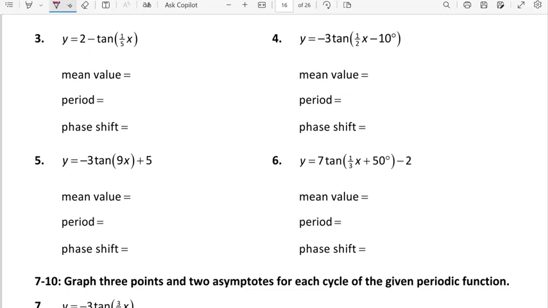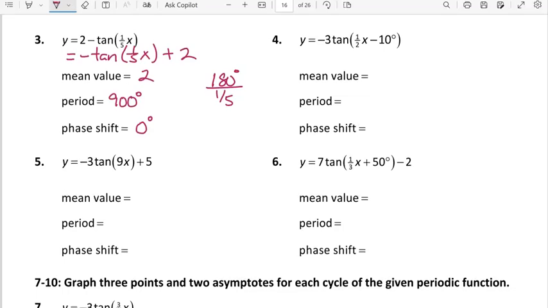All right, let's take a look at number 3. If you want, you can rewrite this as -1 times the tangent of 1/5 x plus 2. Notice the 2 is positive, so our mean value is 2. Our period is the base period, 180 degrees, divided by 1/5. That's 180 times 5, which is 900 degrees. And then the phase shift is the horizontal shift. That's indicated by addition or subtraction on the inside of the tangent function. There is none, so our phase shift is 0.